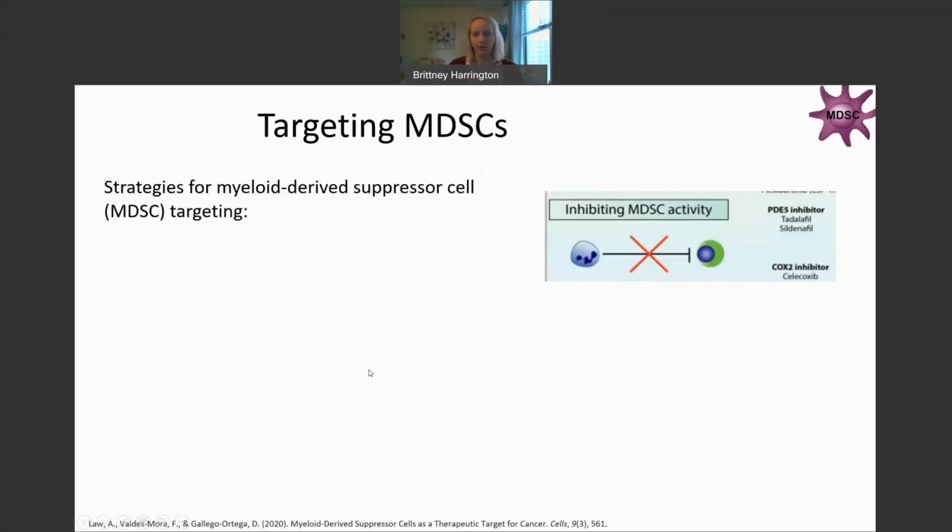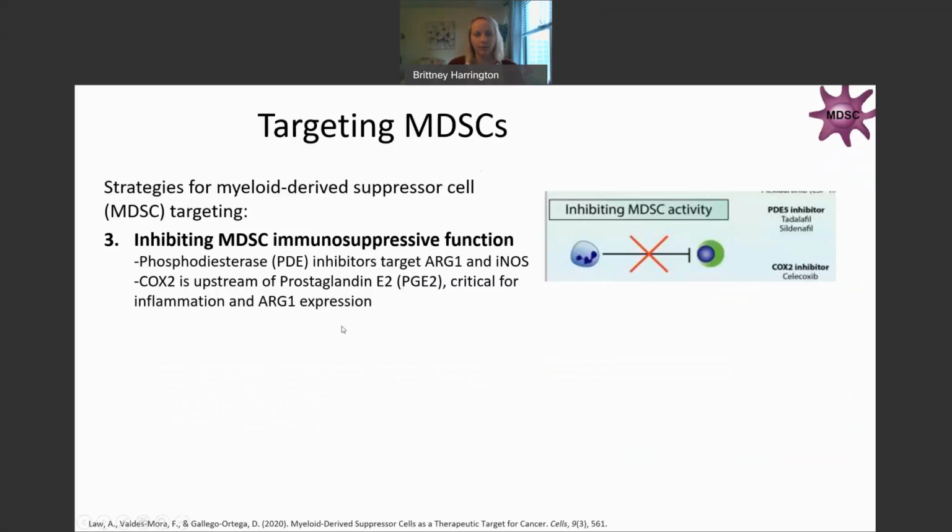To inhibit the immunosuppressive function of MDSCs, there are a couple of inhibitors. So phosphodiesterase inhibitors, PDE-5. They target the T cell immunosuppressive factors such as ARG1 and iNOS, or a more targeted way is to inhibit COX-2. COX-2 is upstream of PGE2, which causes the ARG1 expression. So these both target those suppressive molecules and functions of the MDSCs.